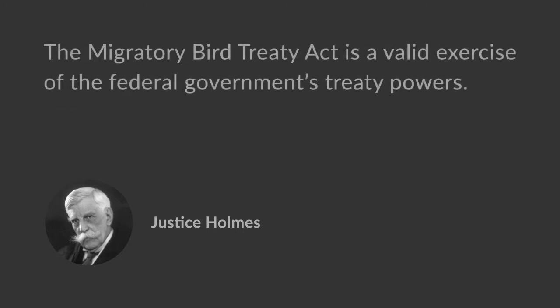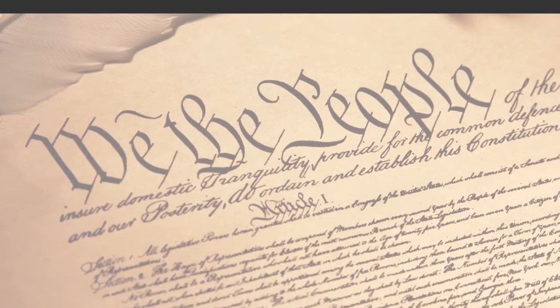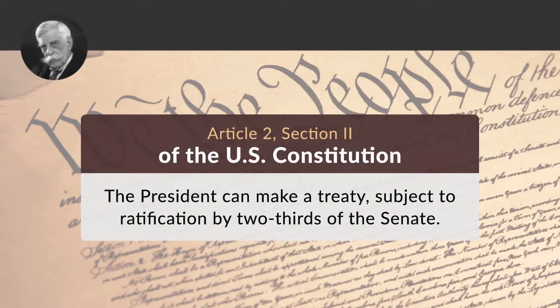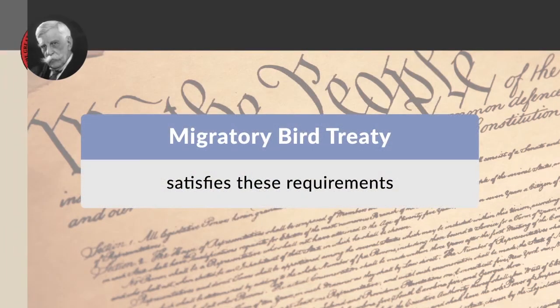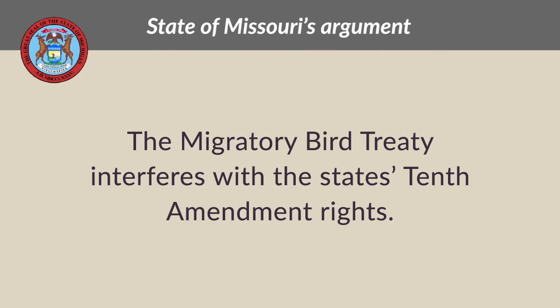Justice Holmes, writing for the 7-2 court, held that the Migratory Bird Treaty Act was a valid exercise of the federal government's treaty powers. First, Holmes noted that Article 2, Section 2 of the Constitution allows the President to make a treaty, subject to ratification by 2/3 of the Senate. The Migratory Bird Treaty satisfied these requirements. Nevertheless, Missouri argued that the treaty interfered with its 10th Amendment rights.